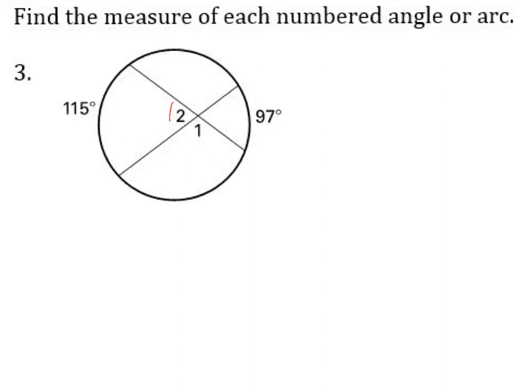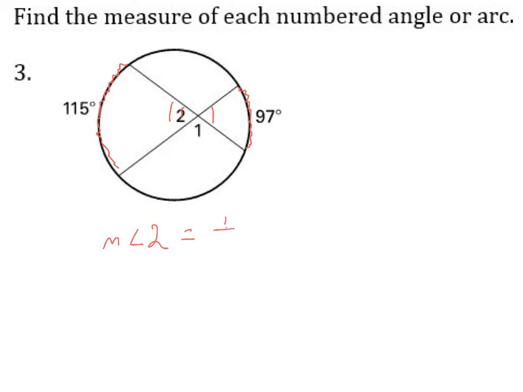Well, let's just focus on angle 2 because it opens up to this arc on the one side, 115, and then obviously these are vertical angles in the middle, and the arc on the other side would be the 97. So this is where we're applying that theorem. So I'm looking for the measure of angle 2.